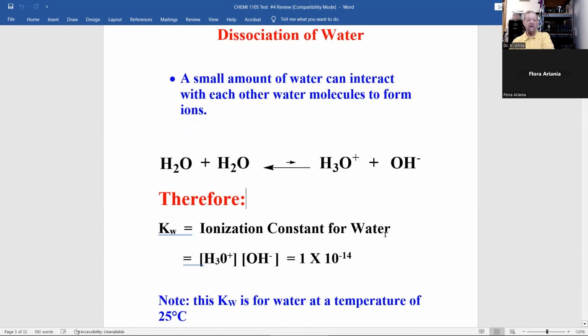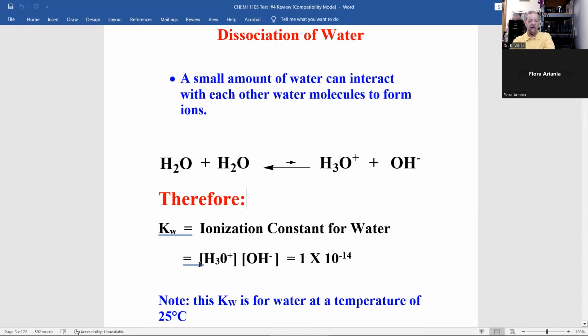Now, there's the equilibrium constant, but because it's water, it's called Kw. I wish it was named after me. Maybe I was destined to be a chemist because they named something with my initials, Kw. Kenneth White, yay.